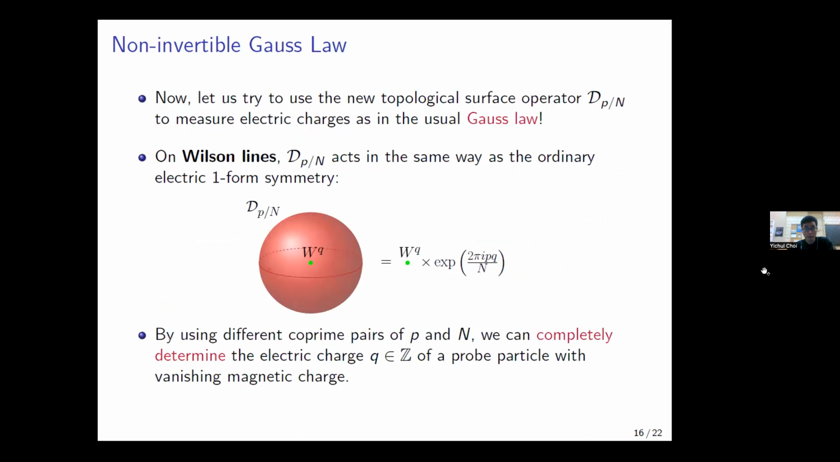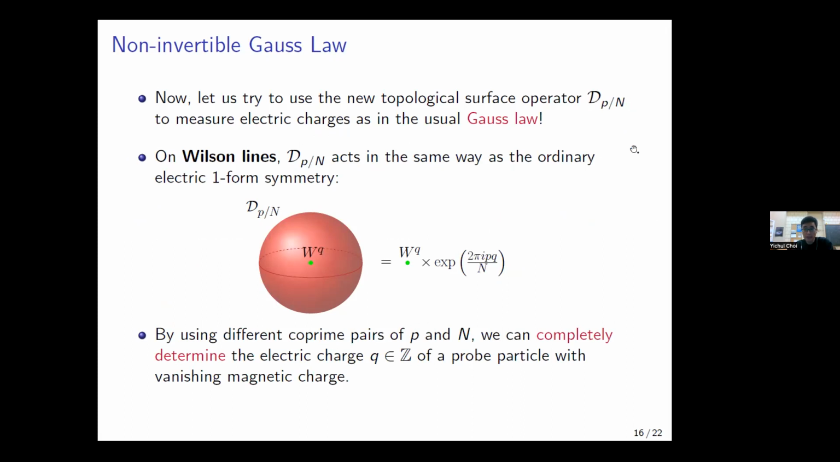So let's rewind a little bit where we are. We started from the ordinary Maxwell theory, where there was a topological Gauss surface. But if we add an axion, then the surface was not topological anymore. But we could define another topological surface operator by dressing the naive Gauss surface by the two-dimensional Z_N gauge theory. And this was this D_{p/N} surface operator.